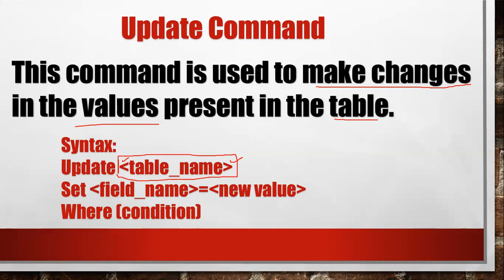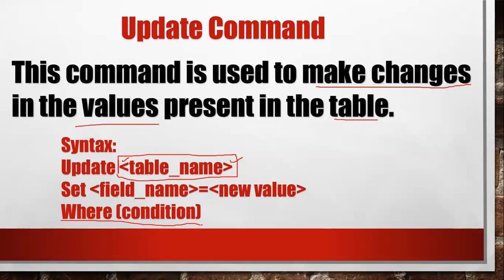So the command is update, then you write the table name, then set, after that you write the field name equal to the new value you want to assign to this field, then where, and within the where clause you write the condition. Because the where clause is used to specify the condition in the query. If a condition is required, then we use the where clause, but if no condition is required, then there is no need to use the where clause, right? So this is the syntax.